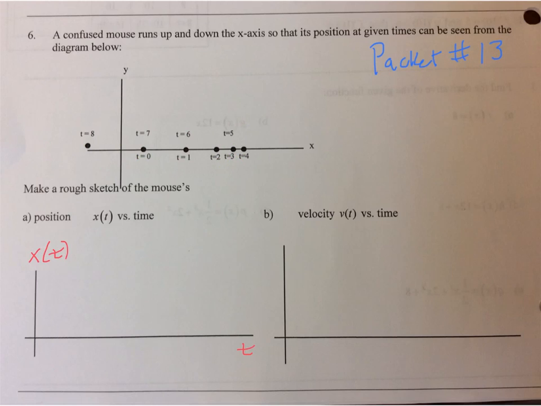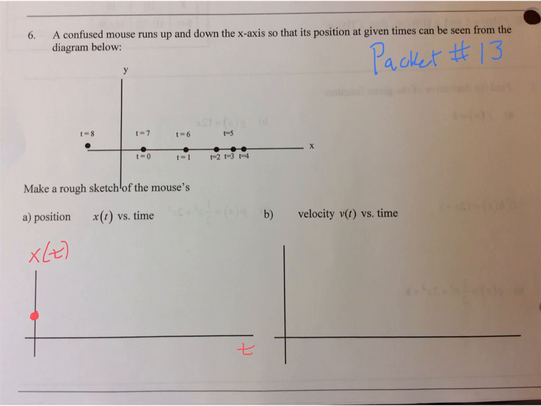And what we need to think about is that at t equals 0, the mouse is already away from the origin. So there is a distance between the origin and where it's starting. To show that on our position curve, we need to just have the mouse start above the origin.